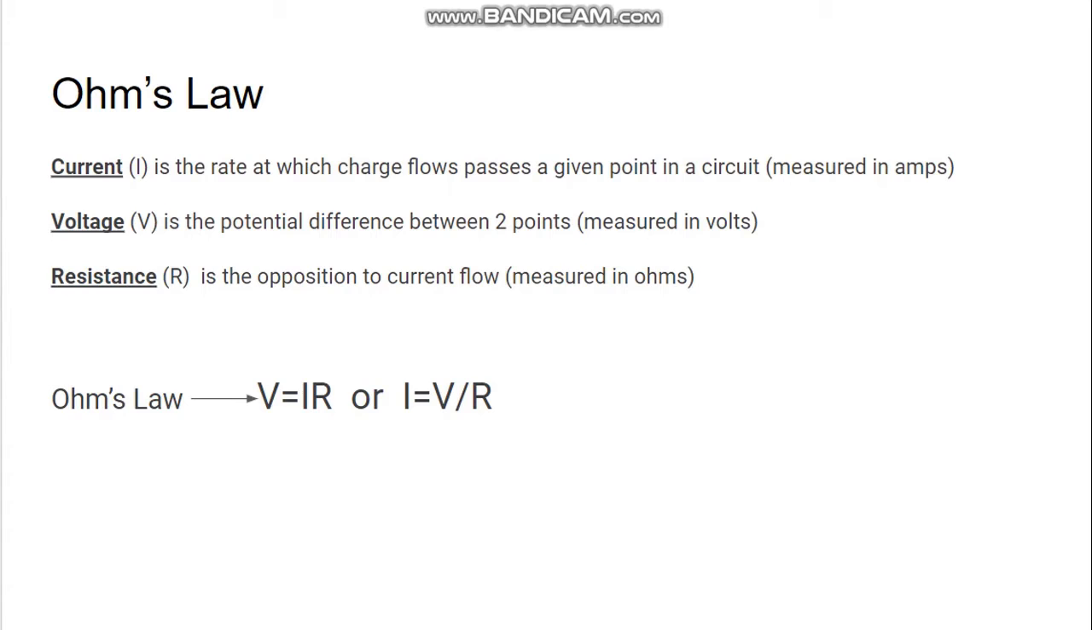So an important law in electricity and DC circuits is Ohm's law, which basically connects current, voltage, and resistance. Current is the rate at which charge flows past a given point in a circuit, which is measured in amps. Voltage is the potential difference between 2 points, and it's measured in volts. Resistance is the opposition to current flow, and it's measured in ohms. And Ohm's law is basically voltage equals current times resistance, and it can also be rearranged in different ways to solve for different variables in a problem.